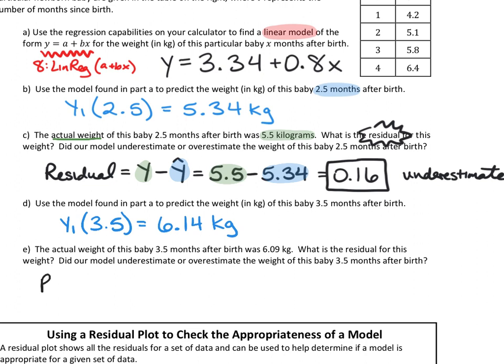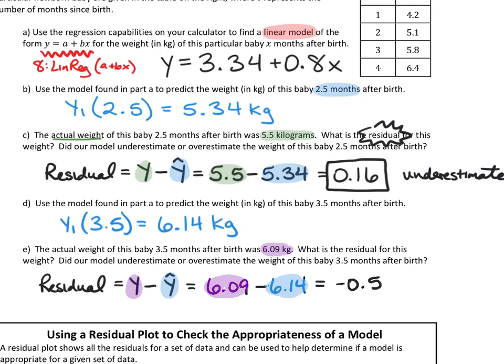So we look at the residual. The residual for this is always going to be the actual value minus the predicted value. Now in this question, it says the actual weight of the baby is 6.09 kilograms. So when I go to plug that in here, I'm using a different actual weight because I'm checking a different month. So this would be 6.09 minus the 6.14. So again, that's my actual weight minus the predicted. And we should get that the residual is negative 0.05. Is that what y'all got?